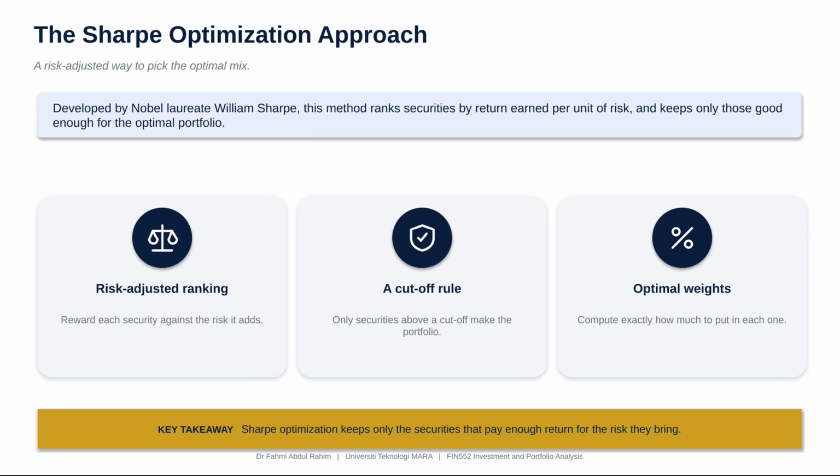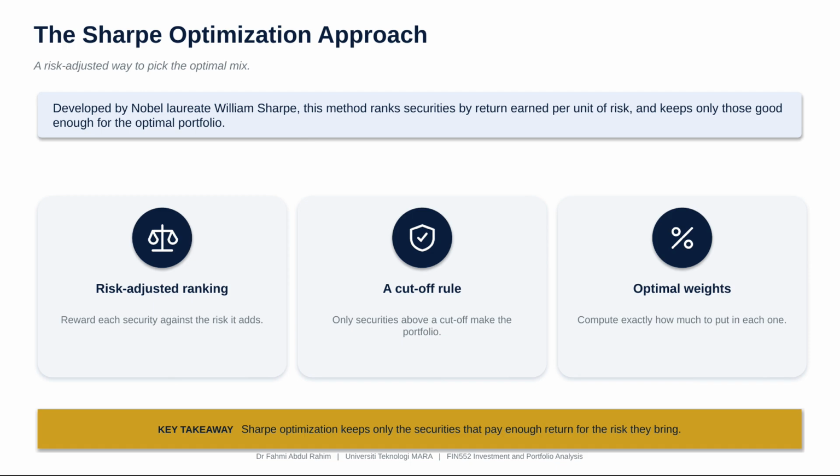Let us meet the Sharpe optimization approach, a more advanced risk-adjusted way to pick the optimal mix of securities. It was developed by the Nobel laureate William Sharpe, the same Sharpe behind the CAPM. The core idea in the blue box is to rank securities by the return each one earns per unit of risk, and then to keep only those that are good enough to belong in the optimal portfolio.